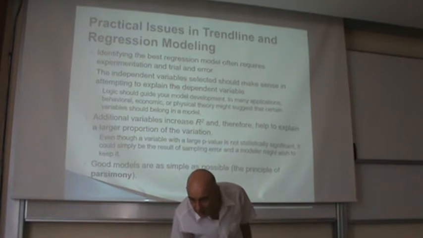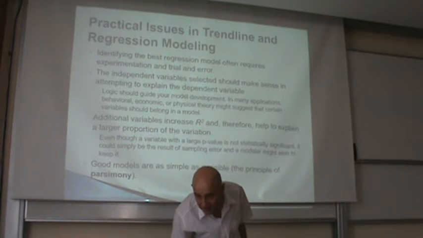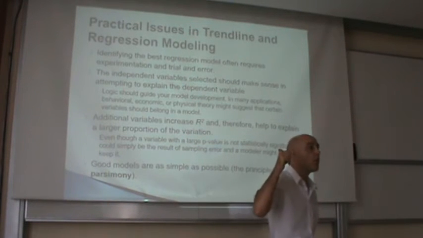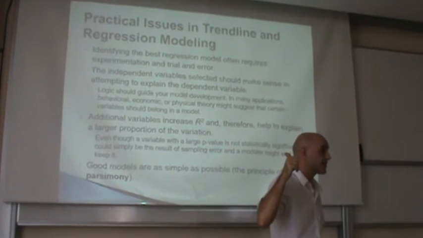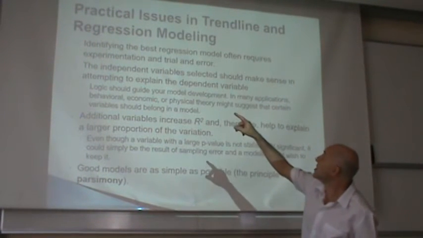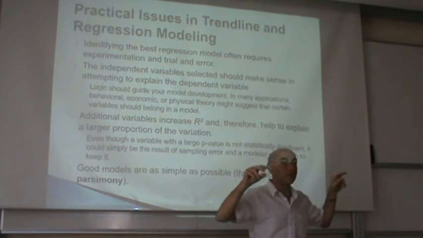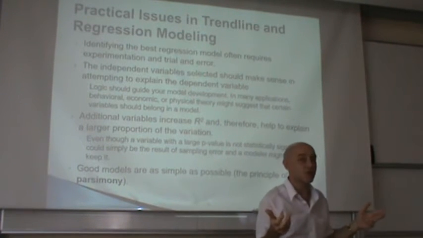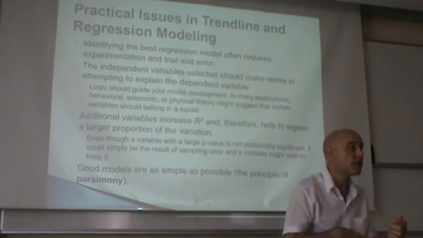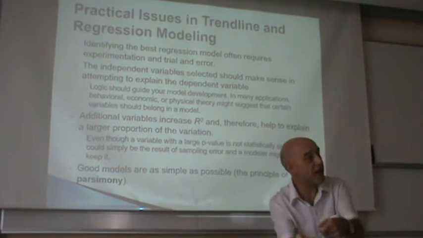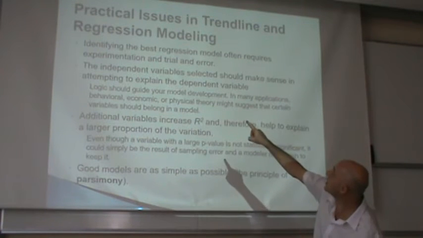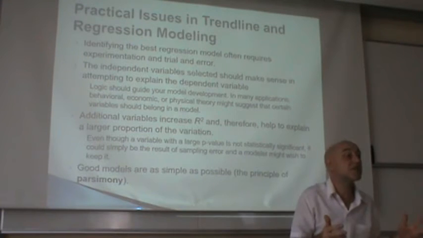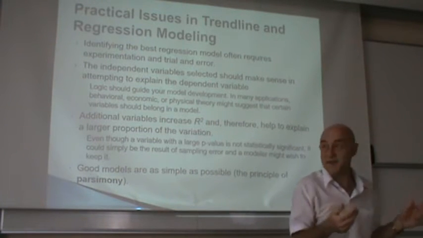Okay, let's see. Practical issues in trendline and regression. Okay, number one is what I've been already explaining. To get the best regression model requires experimentation, which is what I was telling you. You've got to play with it. You add here, you drop there, you try this, you try that. They call this trial and error. You try a few things and you just see what works best.